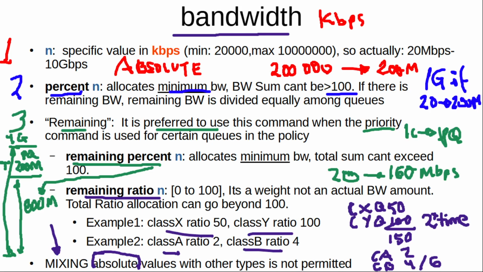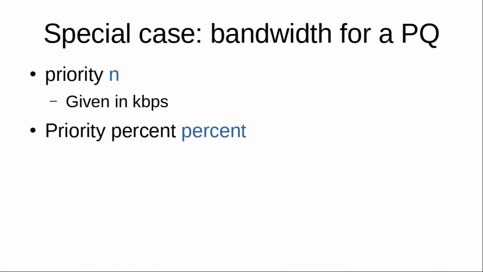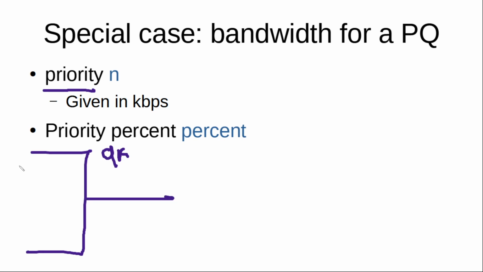So let's see what are other ways to guarantee bandwidth. We have seen the bandwidth command, but we have another command, which is the priority command. Remember that when talking about Catalyst 9000 egress traffic, we have up to 8 queues available. So you can pick up to 2 of these queues to become priority queues. In this example, we are going to pick only one of these queues as a priority queue.